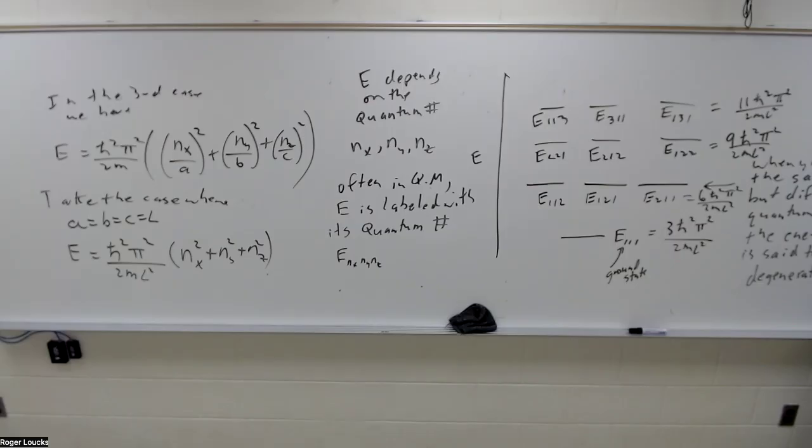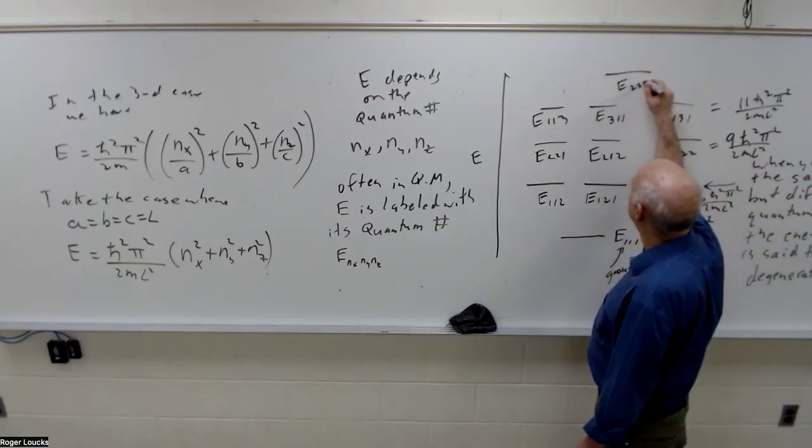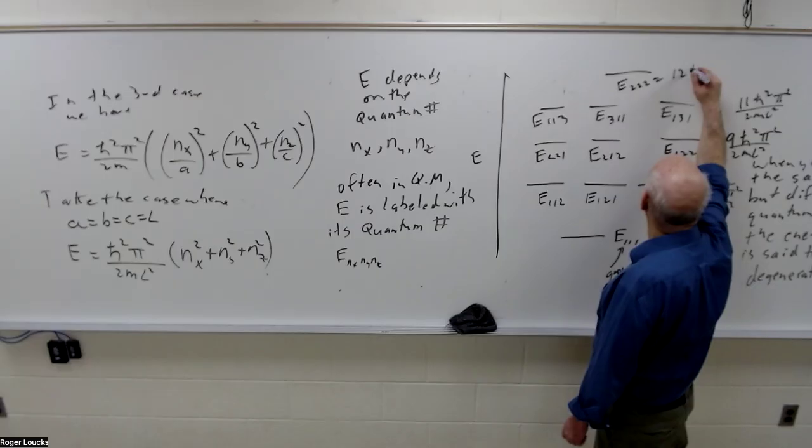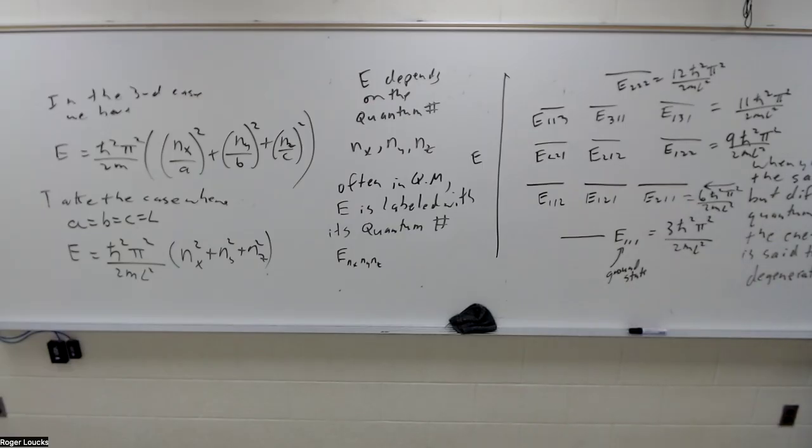222. Yeah, and how many of those are there? Okay, so it goes back to this. This is going to be this 12 h squared pi squared over 1 ml squared. Okay. And you can go on and on with this.